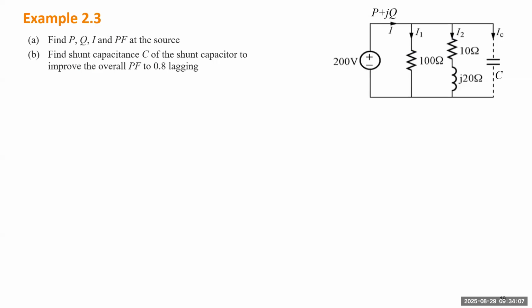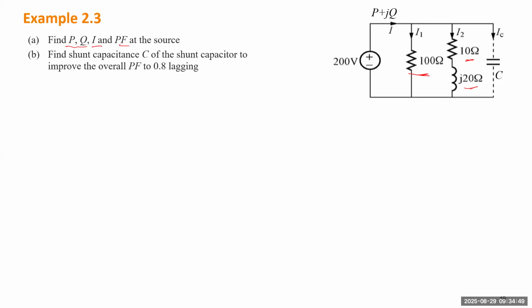So let's use one example to explain how to correct power factor. We have a 200 volt AC source supporting 2 loads, and the first one is a purely resistive load, and the second has resistance and also reactance. So you will see the power factor will not be 1 because of this reactance. And the question first, we want to calculate P, Q, basically the complex power, current, and power factor at the source. Then, based on the complex power, we can know the power factor. And for this case, the power factor will be bad.